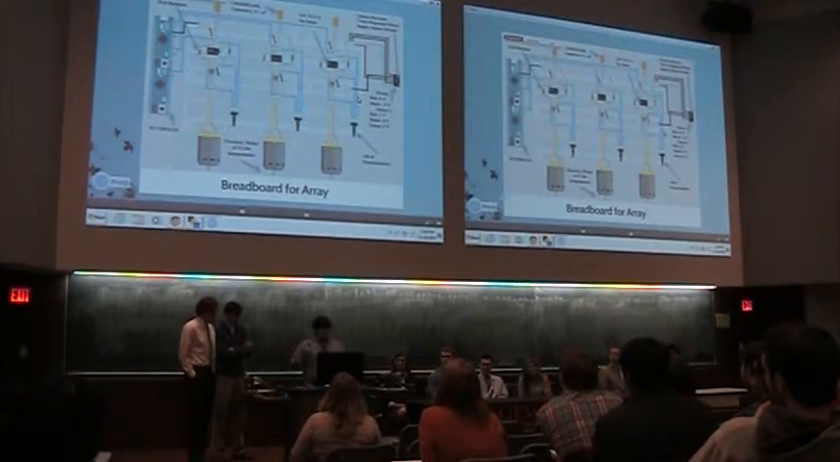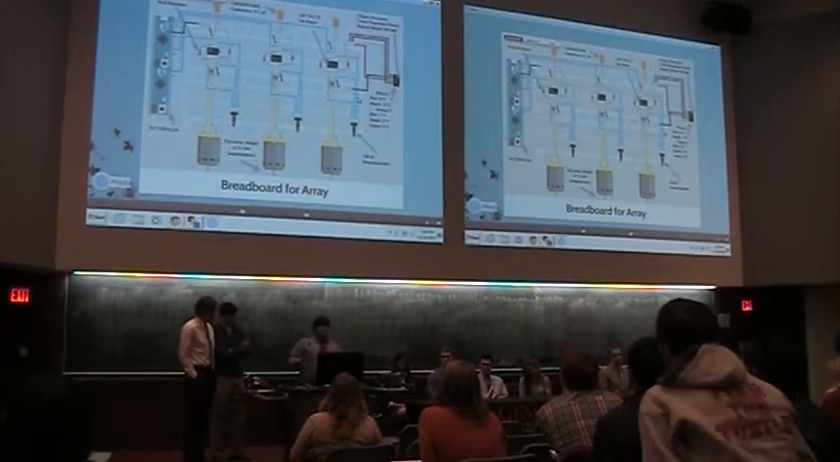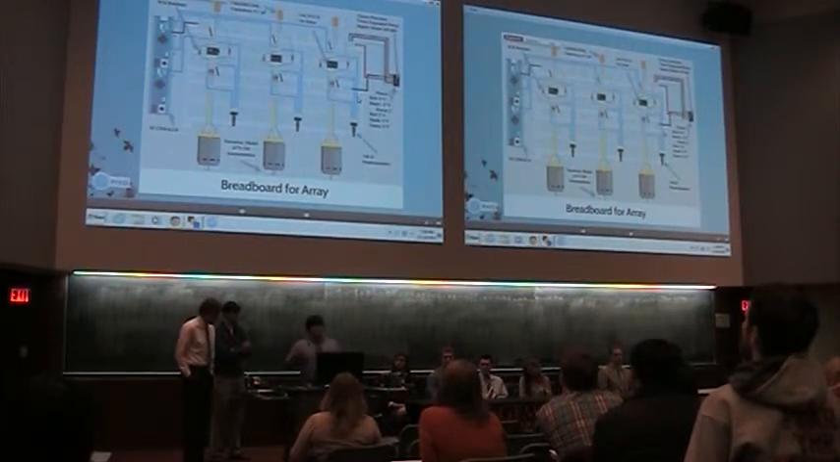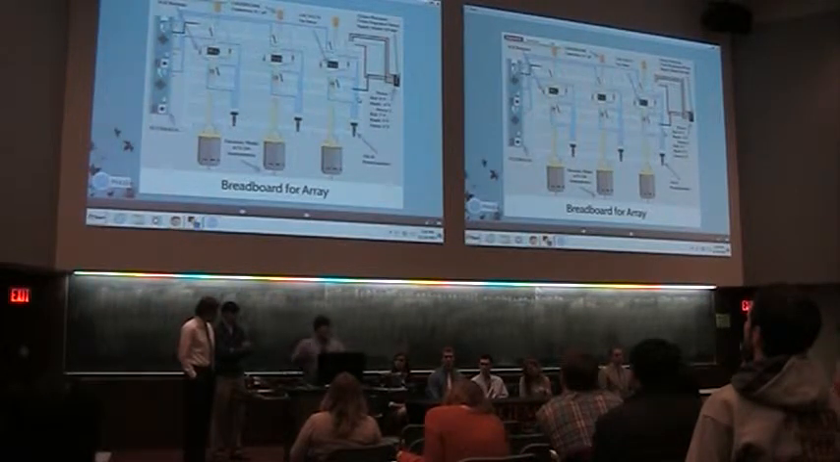Oh yeah, and for our anemometer array, here's our breadboard for our anemometers. We want to prevent ghosting for each anemometer. Ghosting is basically when one anemometer gets a reading and the other anemometers get the same reading. So in order to prevent ghosting, we implemented this circuit schematic.